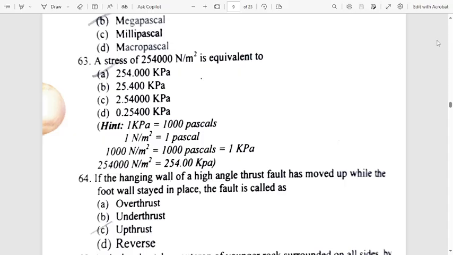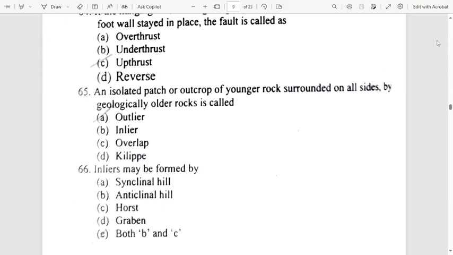If the hanging wall of a high angle thrust fault has moved up while the foot wall stayed in place, the fault is called upthrust. An isolated patch or outcrop of younger rock surrounded on all sides by geologically older rocks is called outlier. Klippe is a form of outlier. Inliers may be formed by both B and C, anticlinal vein and horst.